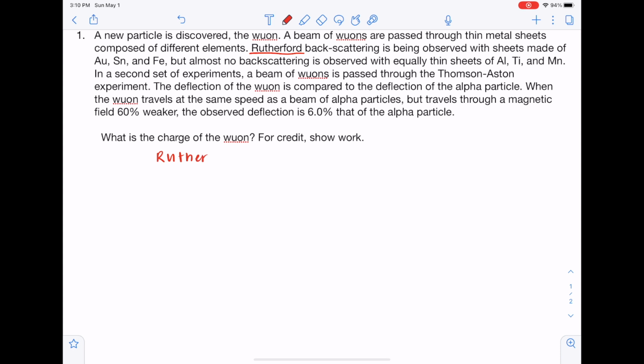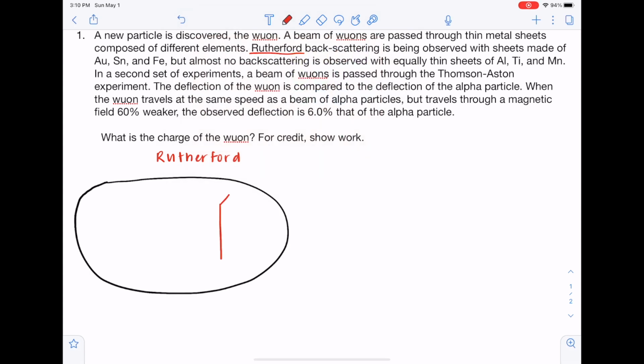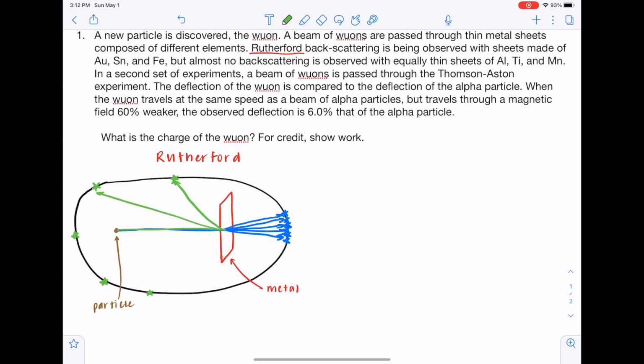So let's just diagram out the Rutherford experiment to remind you what is going on. So here you have a metal sheet and you have a particle, and then the particle is sent through the metal sheet. And then there are two things that normally happen. The first is that all the particles go through the metal sheet, some changing direction only slightly. The other is that most particles will pass through, but you will see some particles deflected back from the metal sheet, scattering back on the side from which they were sent.